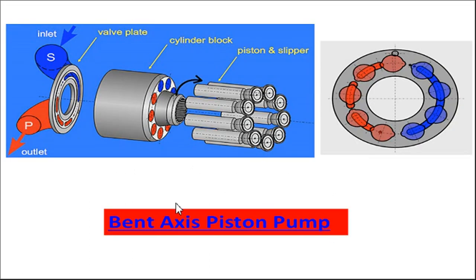So next is the bent axis type of pump. This is a piston pump. Now the major application of piston pumps is agricultural machinery like tractors and trolleys. Wherever you find a hydraulic pump, majorly it will be a piston type of pump.